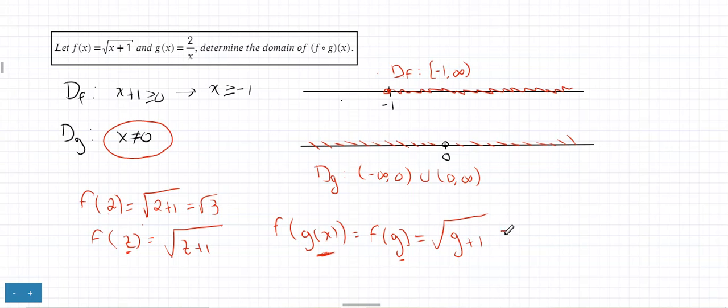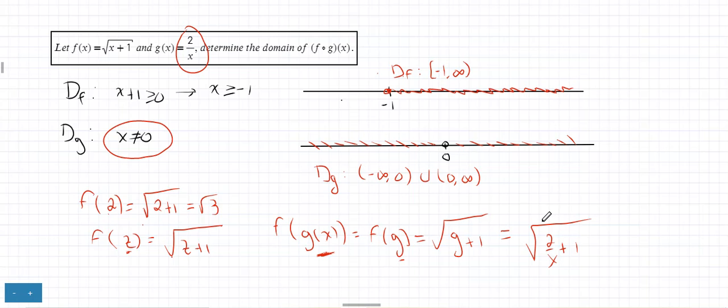And we know what g is equal to. We know what that function is. That function is 2 over x. So now, wherever I see a g, I'm going to plug in 2 over x. So this is going to be the square root of 2 over x plus 1. And this would be our function composition. This is f of g of x.